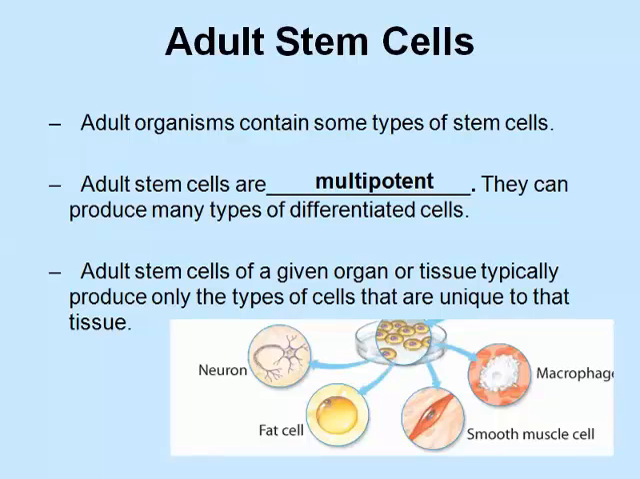So we also have adult stem cells. Your body has stem cells in it as well. Adult organisms contain many types of stem cells. We call these adult stem cells multipotent, so they can produce many types of differentiated cells, just not as many as the pluripotent or the totipotent. Adult stem cells typically produce the types of cells that are unique to a given organ or tissue.